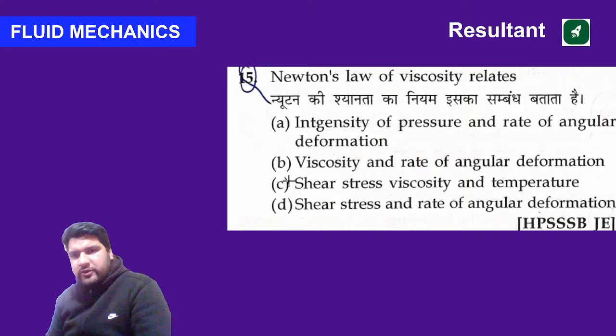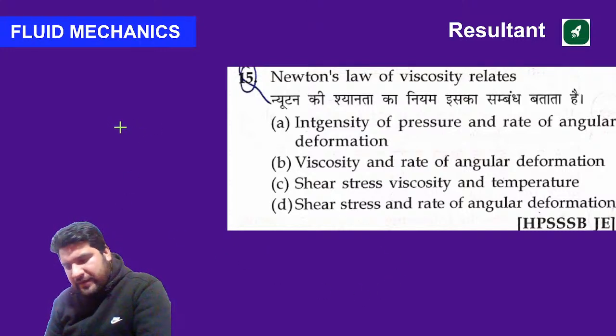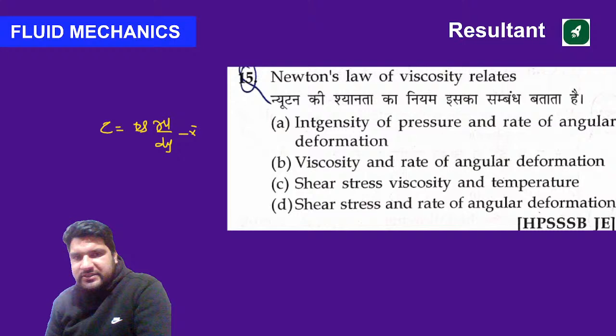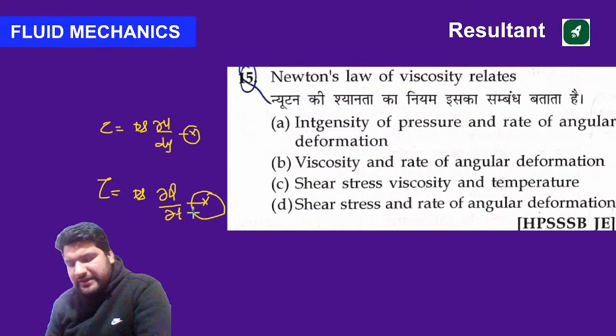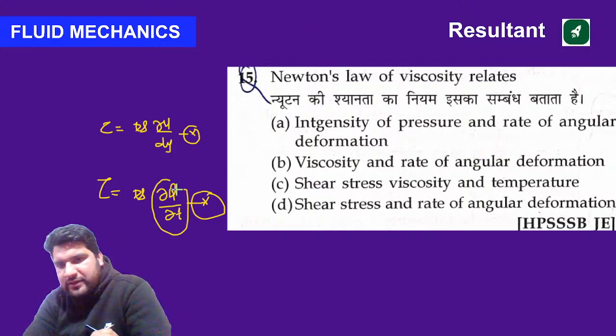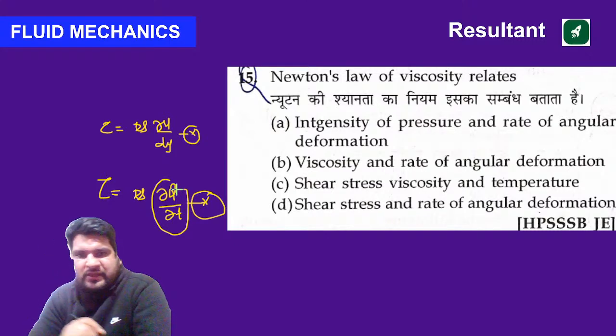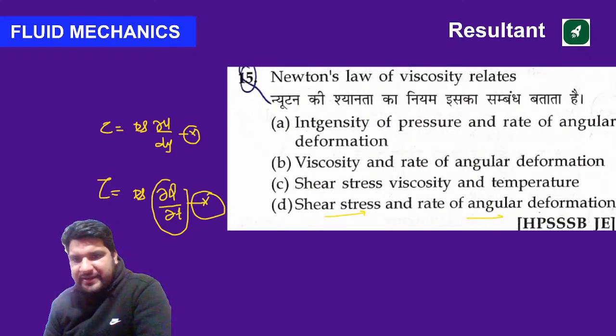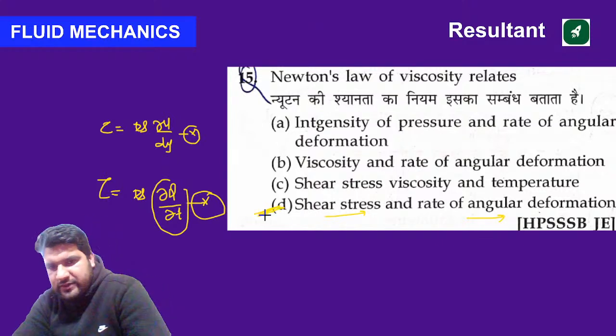Look, what is Newton's law? Newton's law says shear stress is equal to mu du by dy. And for the more generalized equation, your shear stress tau can be written as mu d theta by dt. What is d theta by dt? It is the rate of change of angular deformation. So Newton's law relates shear stress and the rate of angular deformation, so you can go with D: shear stress and angular deformation.